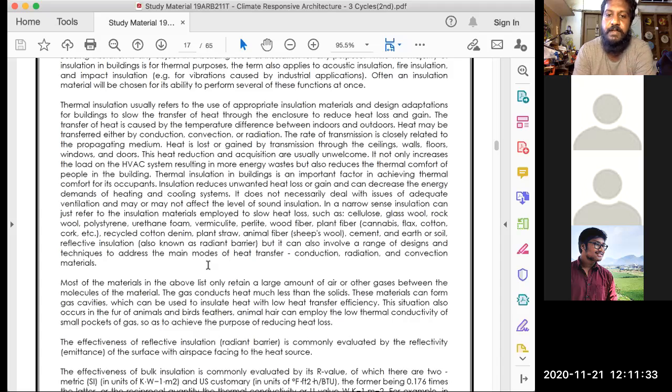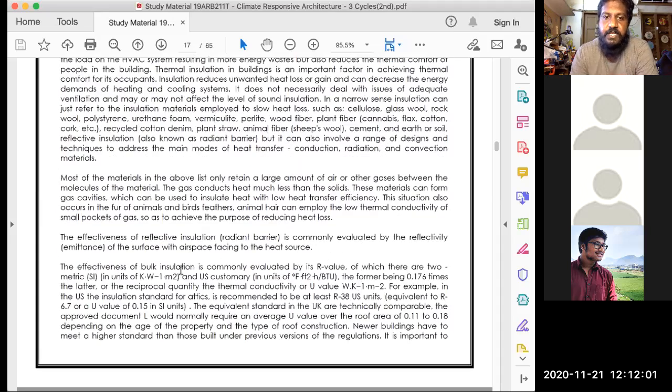So all of these are done on top of the first part. We looked into the cavity, and the next is we look into the material. Most of the materials in the above list retain a large amount of air. These are not solid blocks wherein heat transfer happens very quickly, but when a material contains a lot of air molecules inside, it will have minimal heat transfer.